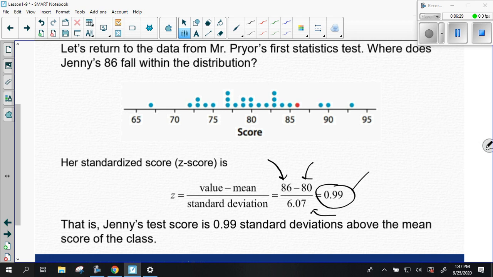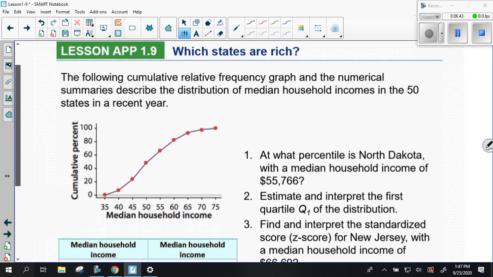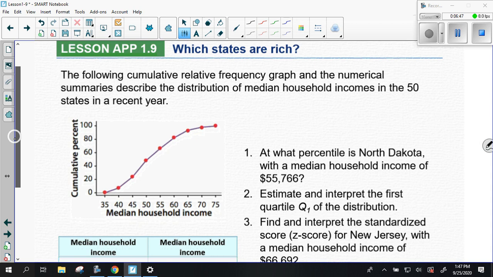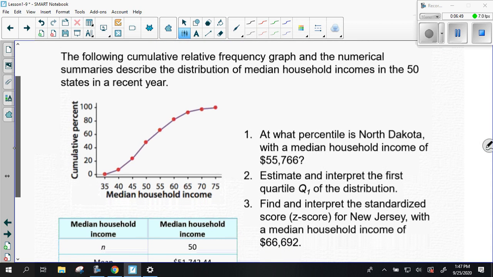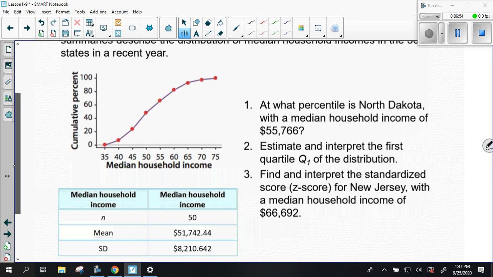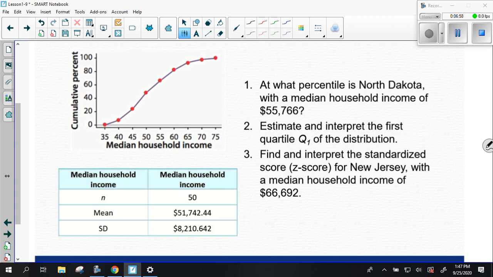So the way we're going to interpret that is to say that Jenny's test score is 0.99 standard deviations above the mean score of the class. I'm excited to do an example of this for you. It looks like we've got an ogive, and this is for median household incomes in 50 states. Kind of get the whole picture here.